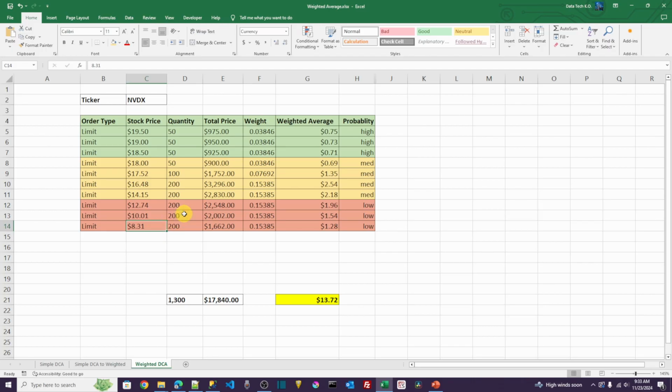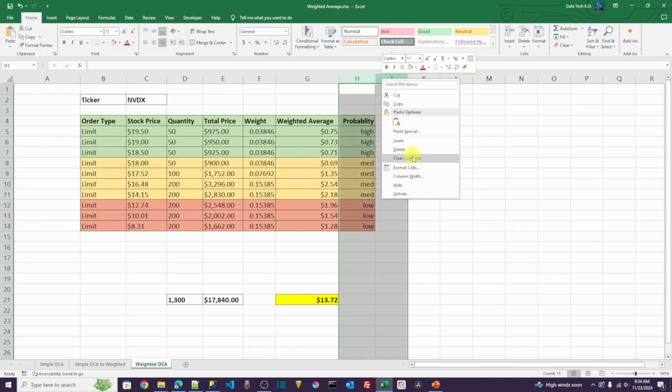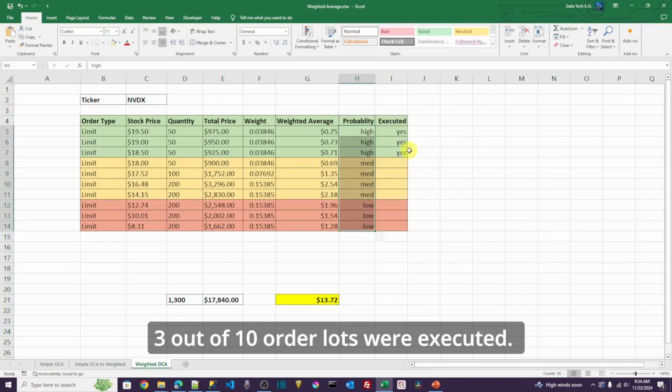Now, of course, these were orders I set up before the stock market even opened. The first 3 lots, I said it probably has a high probability of getting executed. The next 4 lots, I rated medium probability. And the last 3 lots were low probability. So here's the actual results. Only 3 out of the 10 lots were executed.